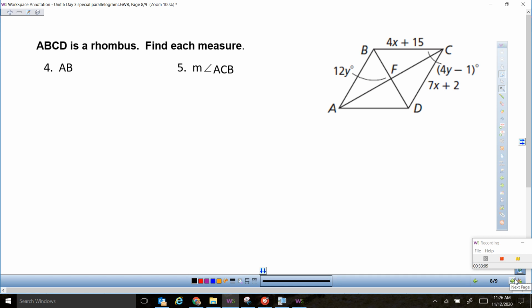This next one, ABCD, is a rhombus. Find each measure. So on a rhombus, what do we know about the diagonals? They bisect opposite angles, and one more thing about the diagonals. They're perpendicular. So if the diagonals are perpendicular, then what is this angle right here? 90 degrees. So I'm going to say that 12y equals 90 degrees. Divide both sides by 12. What does y equal? 7.5.